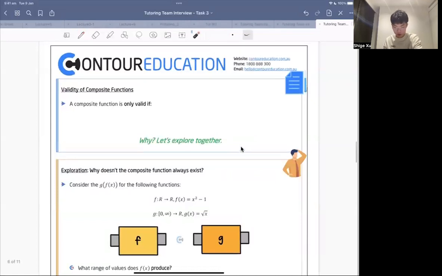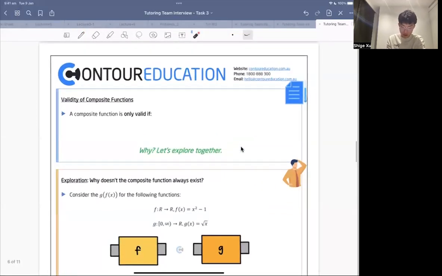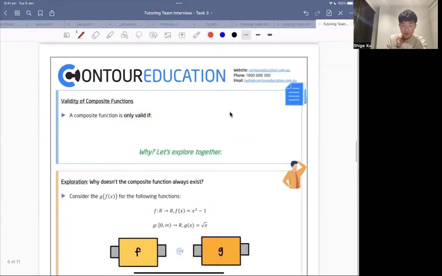Now let me ask you this question. Is a composite function always valid? Do we always have composite functions? Do they always exist? No. The answer will be no. And the truth is that a composite function is only valid if the range of the inside function, the inner function, is a subset of the domain of the outside function. Okay.